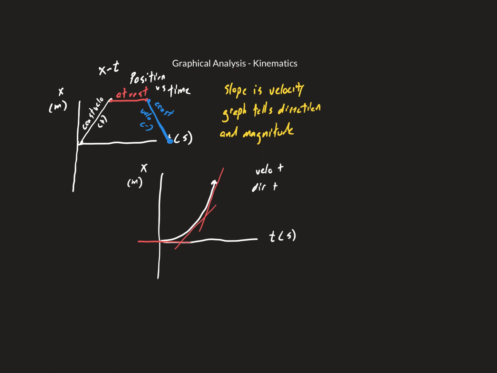If I have one that looks something like this, sloping down, once again, if I were to sketch the slopes of the tangent line, it looks like my velocity is going in the negative direction. The direction is negative there. So it looks like it's speeding up in the negative direction. So we have to make sure we understand what that looks like.